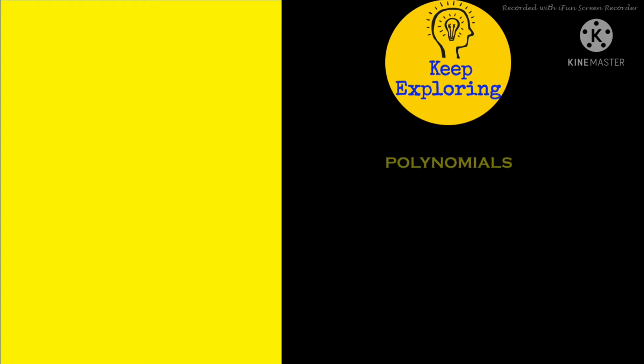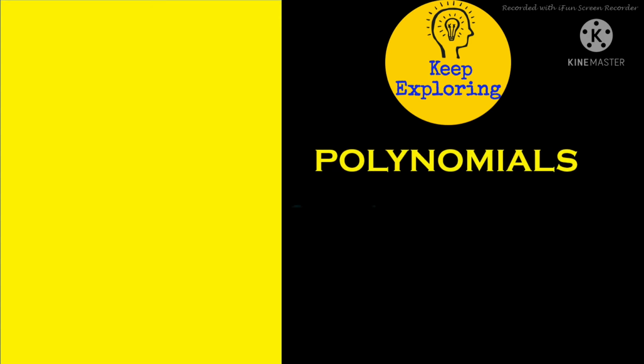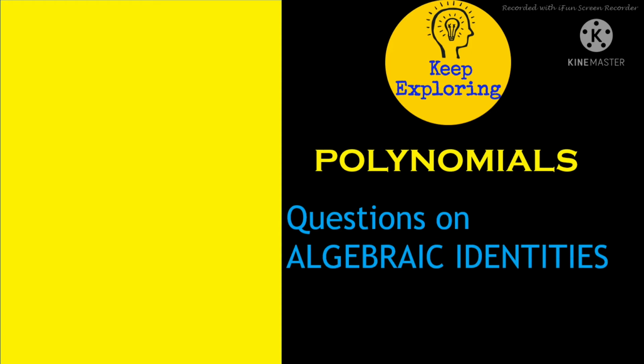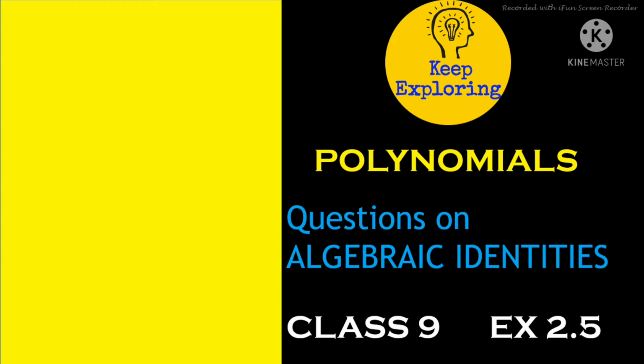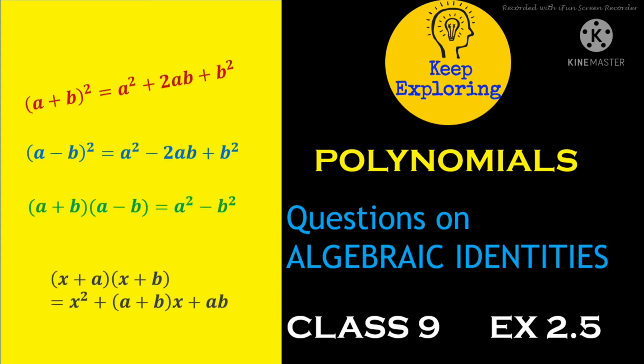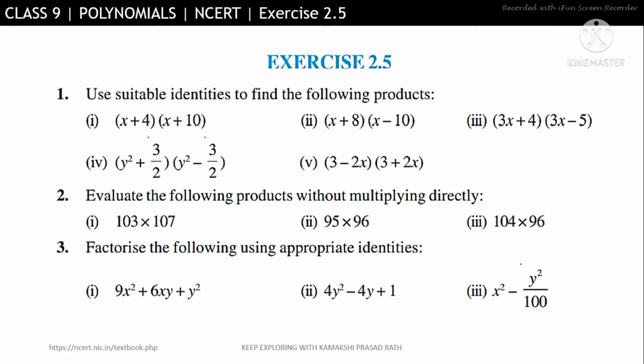Today's topic, polynomials. In this video, we will solve some questions on algebraic identities from class 9 exercise 2.5 of the NCERT book. So we'll use some identities and solve the questions from this exercise. So let's start. We have three questions here, question number 1, 2 and 3. Using some identities, we will solve them.